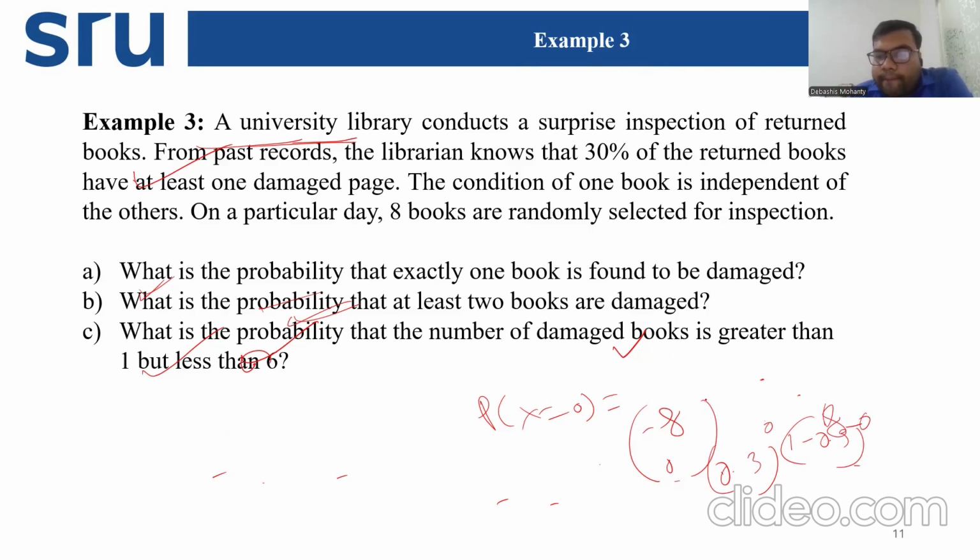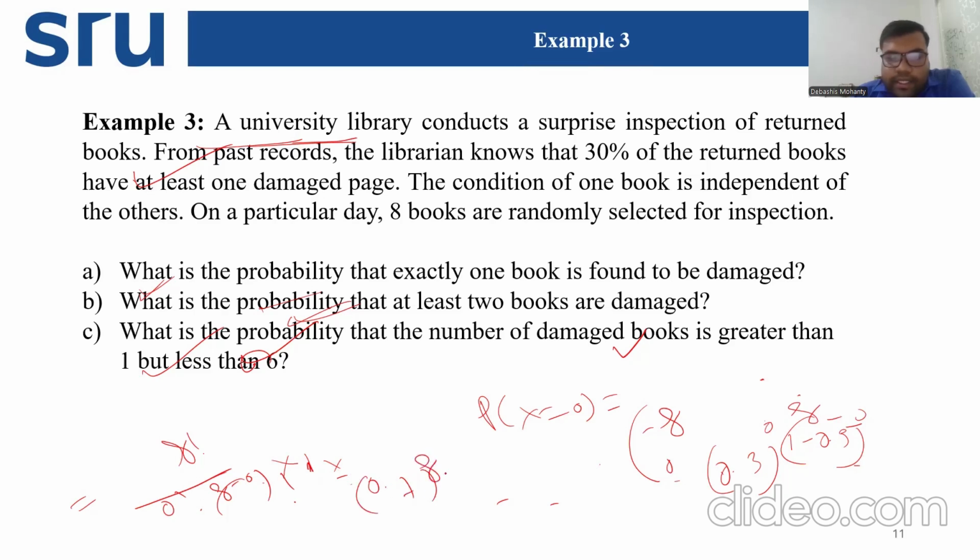Here I'm writing 8 minus 0. 8C0 means 8 factorial divided by 0 factorial into 8 minus 0 factorial, right? Into 0.3 to the power 0, which is 1, and 1 minus 0.3 is 0.7 raised to the power 8 minus 0, that is 8.